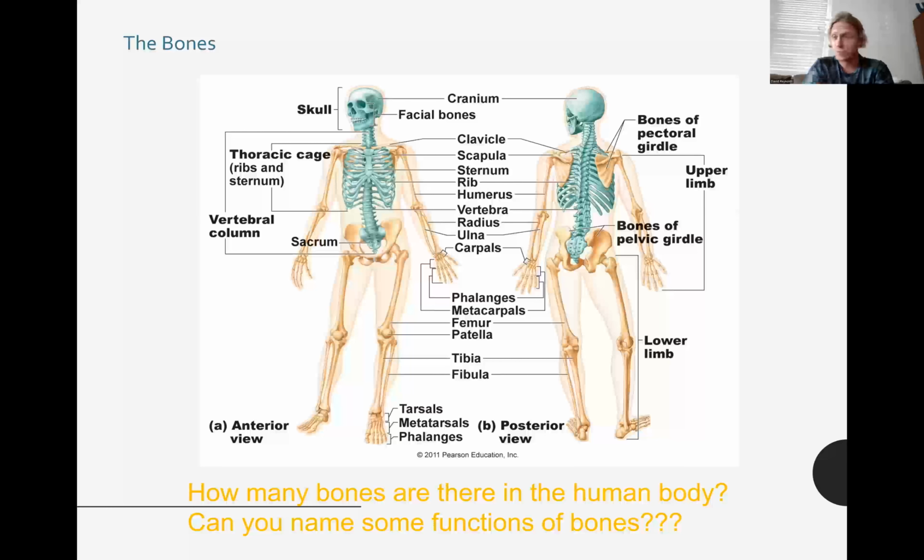Now, that being said, 206 seems like a lot, but in reality, we are symmetrical, so we have two of a lot of these bones, so it's not going to take you 206 bones to learn. A lot of them come in doubles. I don't expect you to know every single bone just yet. This is what we're going to be doing in lab for the next few labs. We're going to be focusing on the different bones.